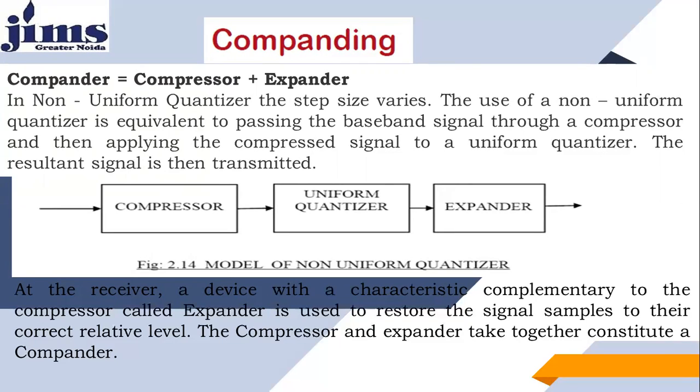So the compressor and expander taken together constitute a compander. I again say, compander is the combination of compressor and expander. The compressor does compression at the transmitter side. Expansion is done by the expander at the receiver side, and both compressor and expander combine together to form a compander. So a compander is a device having two devices, compressor and expander. Is it clear?